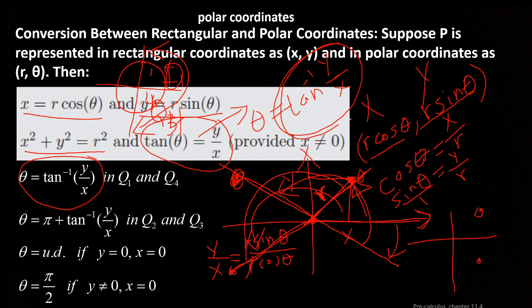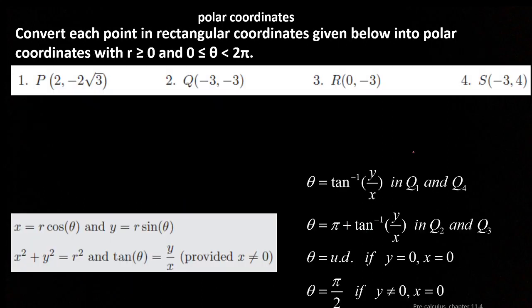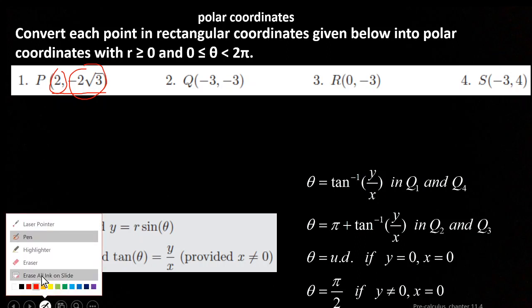Okay, so with this, we have an easy way to convert from polar to rectangular and from rectangular to polar. Here are some examples. You have to be told whether what you're given is polar or rectangular, because just because they're numbers doesn't mean it's rectangular. This could be 2 and negative 2 square root of 3 radians. So you have to be told whether what you're given is in polar or in rectangular.